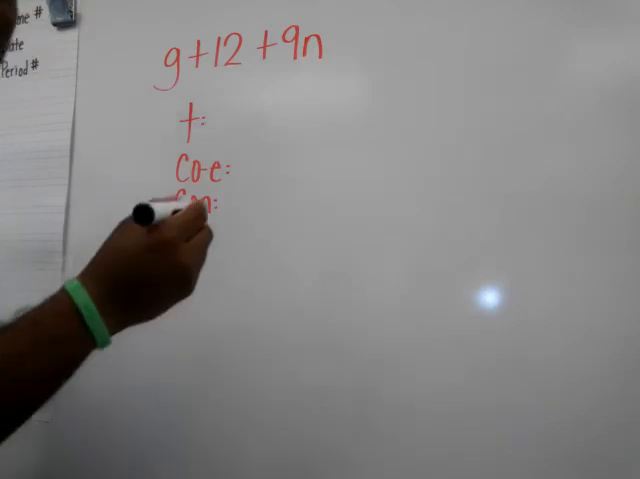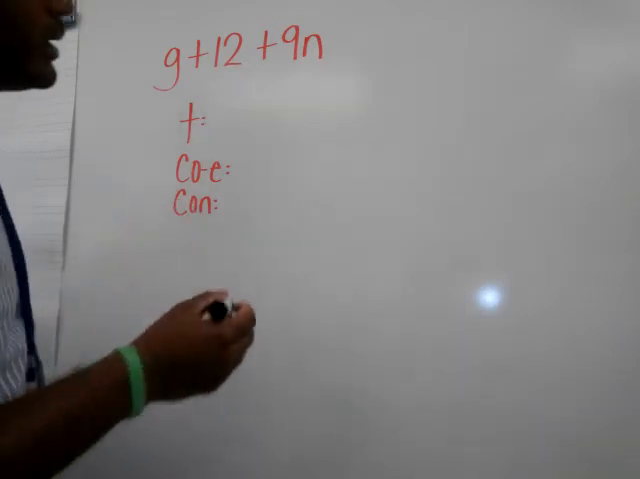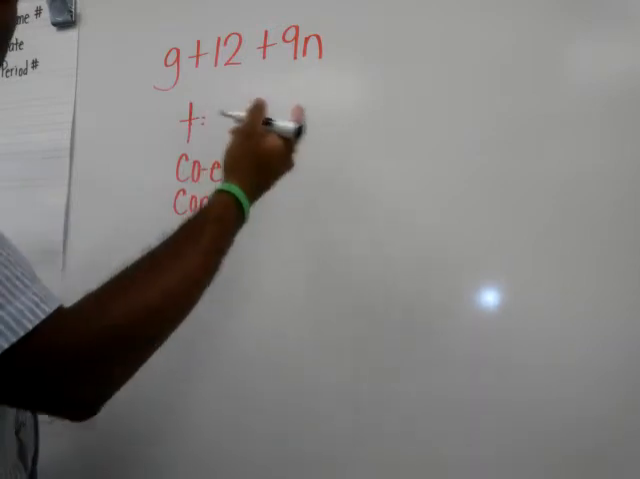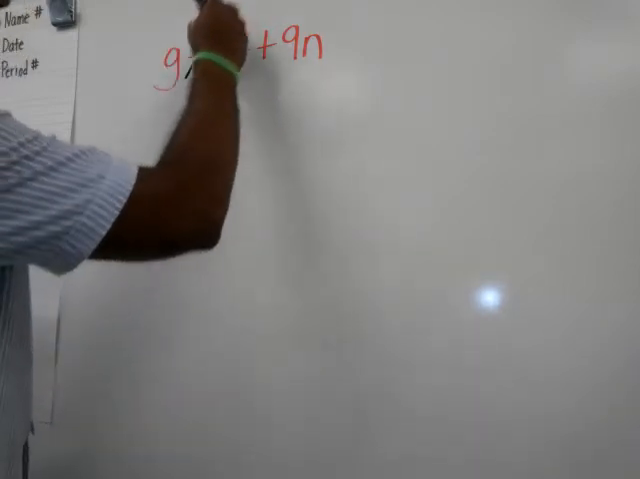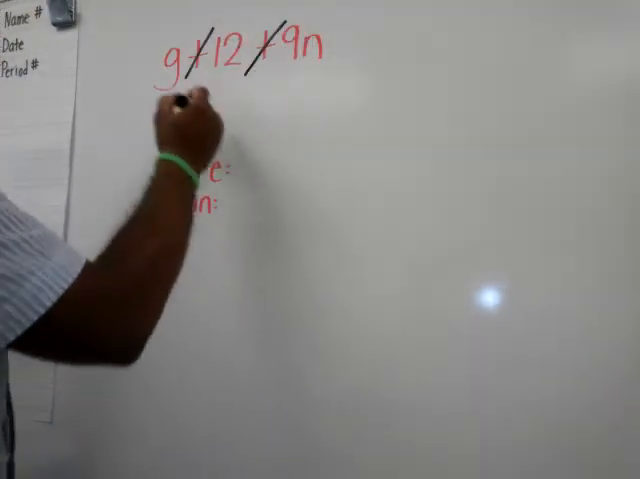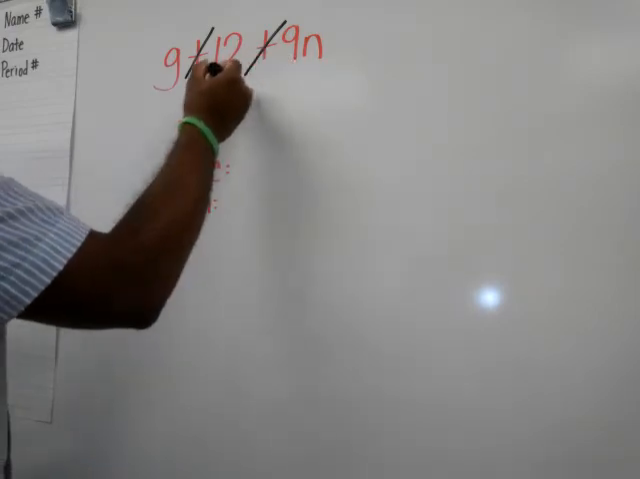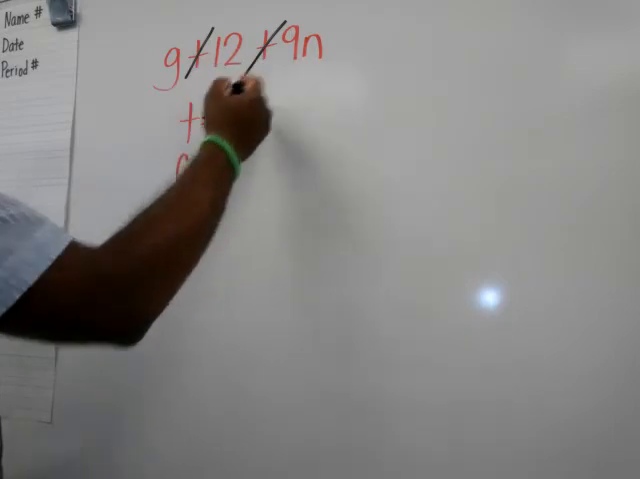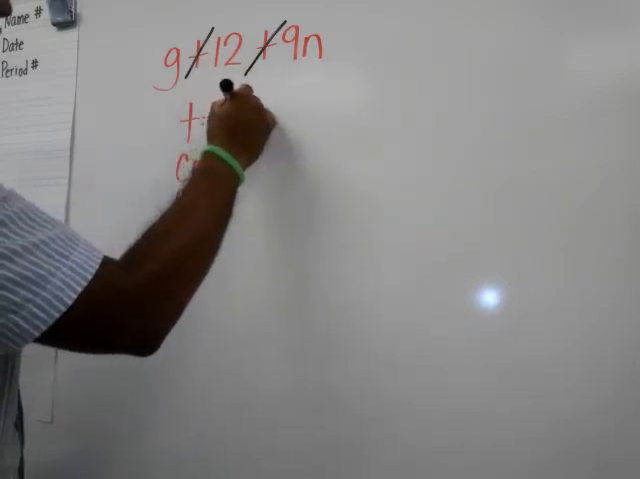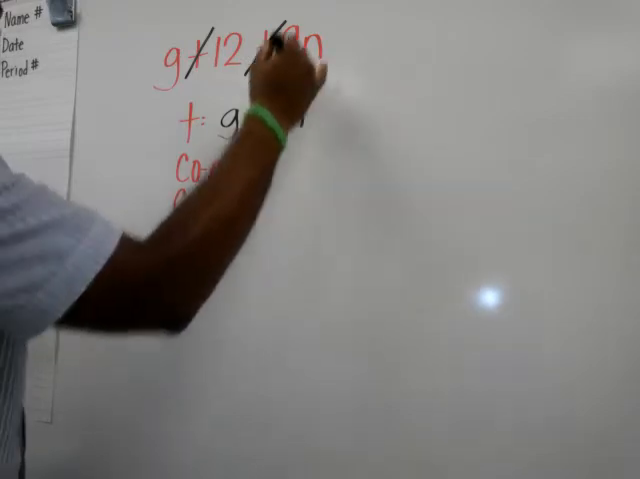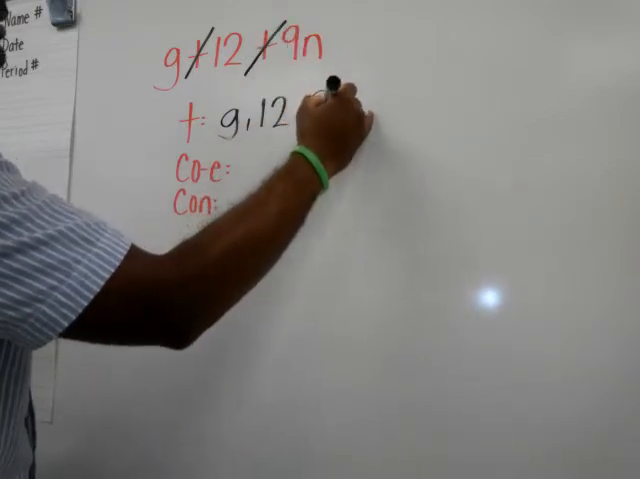All right, I'm going to go ahead and identify my terms. Like we stated before, terms are separated by addition, subtraction, and division. Now we can easily see here, we have our two addition symbols. They're actually separating three terms. So we have a term as G, we have a term as 12, and we have a term as 9n.